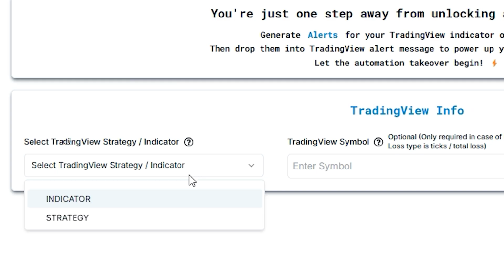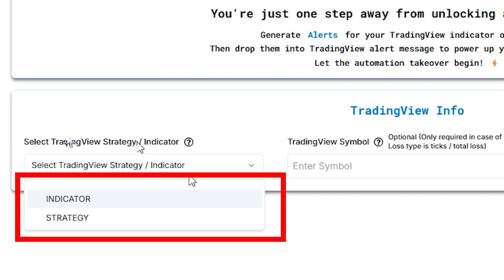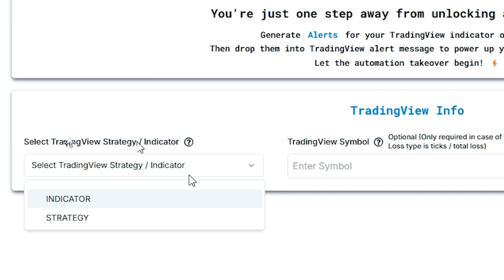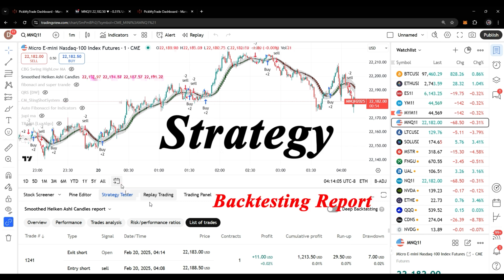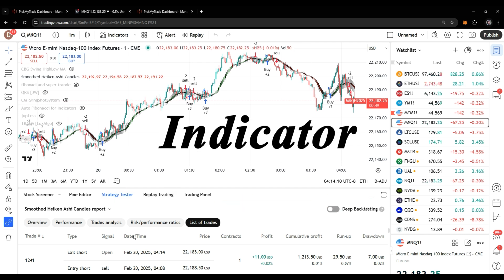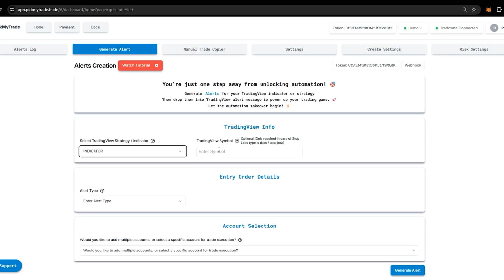Firstly, you have to select your TradingView strategy or indicator. So people ask how we can know that we are using indicators or strategies. So go to TradingView and here in Strategy Tester, if it shows a backtesting report, it is a strategy, otherwise, it is going to be an indicator. So let's understand the indicators first.